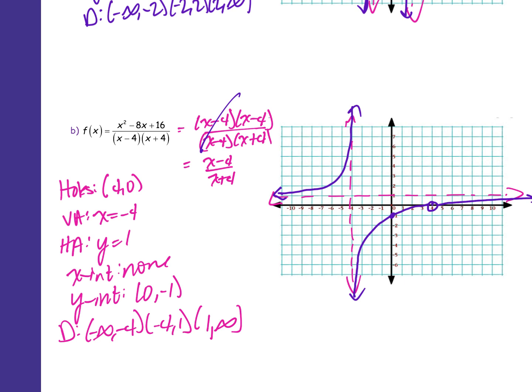Oh, did I mess that up? Let me go back and look, sorry. It should be 4. It should be 4 instead of 1. +4 and -4. I'm so sorry, John. It's the hole and the vertical asymptote, 4 and -4. Thank you for catching me. You caught me doing something wrong. Thank you.